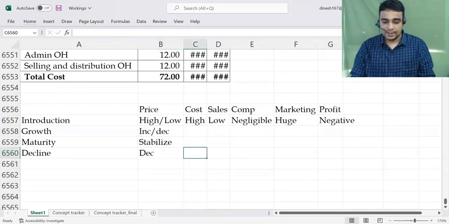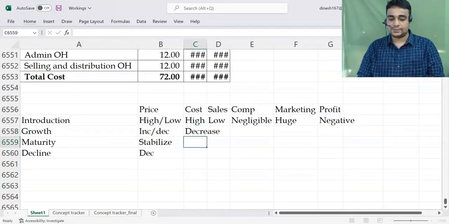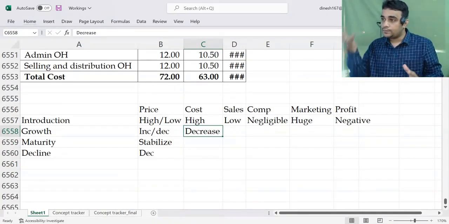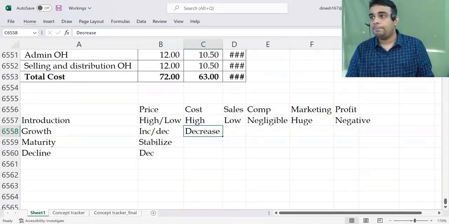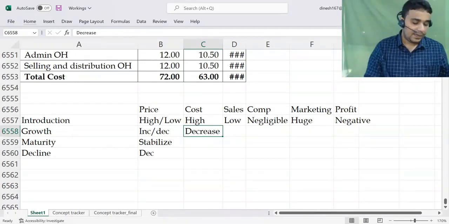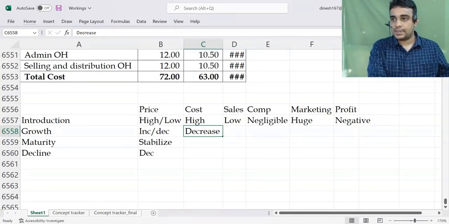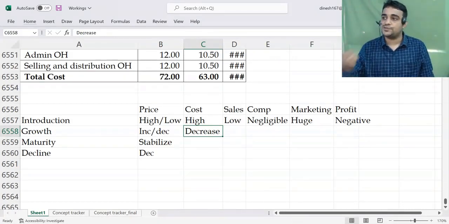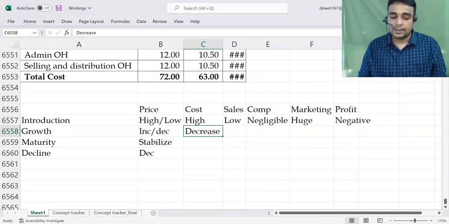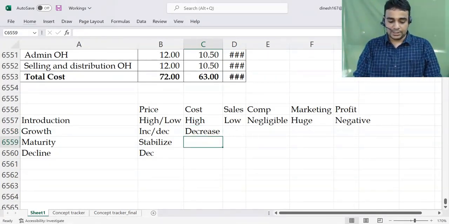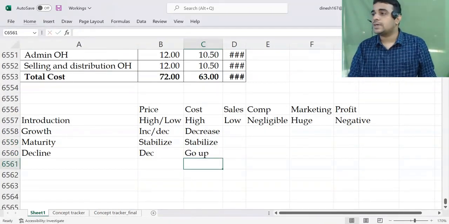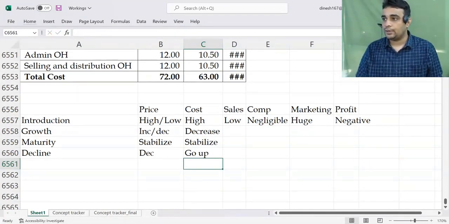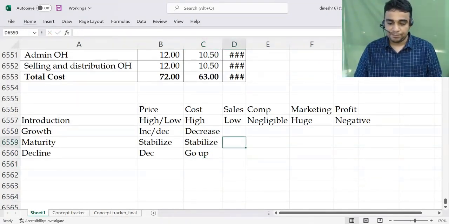When it comes to cost, it will mostly decrease in the growth stage. Why will cost decrease? Because volumes have started picking up, and the company is going to save on the cost side. Earlier, 10 lakh rupees of fixed cost was divided by 1000 units. Now 10 lakh rupees of cost will be divided by 5000 units, so automatically the cost per unit decreases. Mostly further reduction may not happen at maturity; it stabilizes. In decline, cost can go up, because your volumes will start coming down, or it can remain at similar levels.